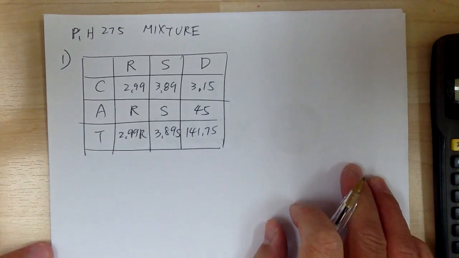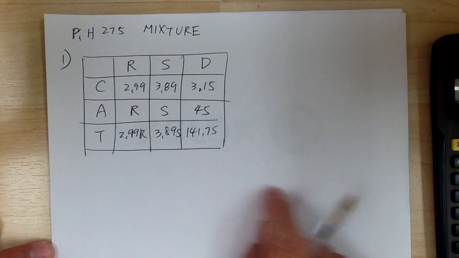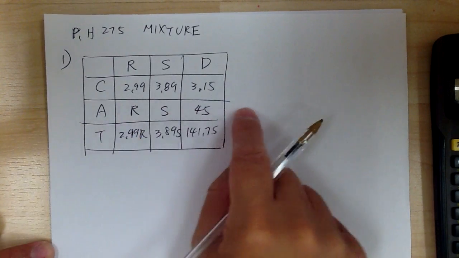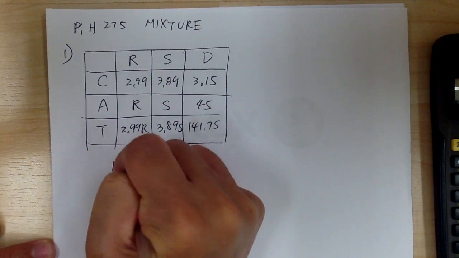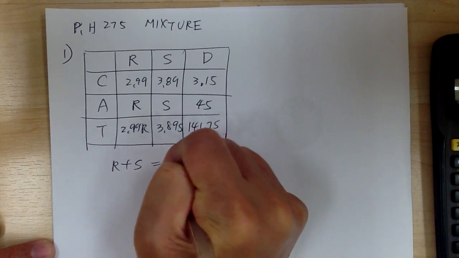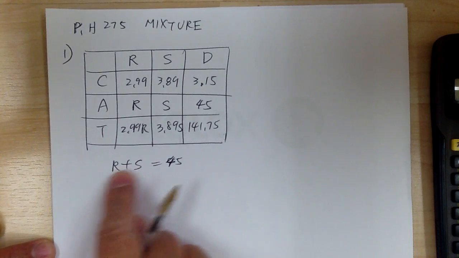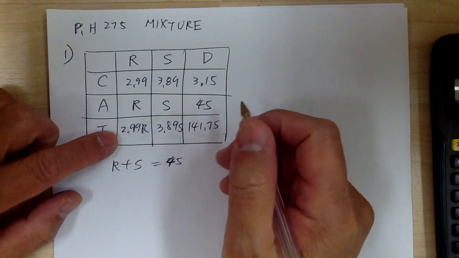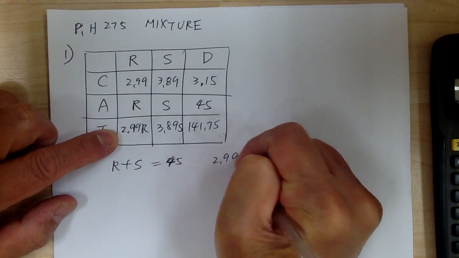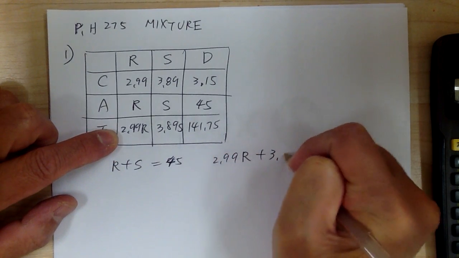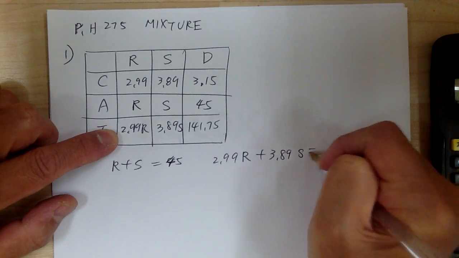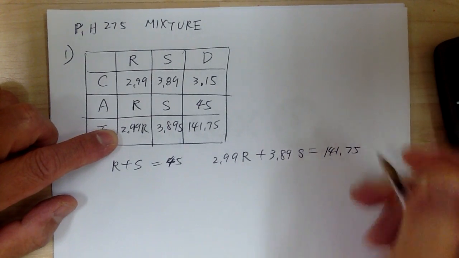And after that, you go and write an equation. Whenever you see the variable and you go across, that's your equation. So you got R plus S equal to 45. So this is how many pounds of each kind you mix together, you get 45. And this is how much the cost. So 2.99 R plus 3.89 S equal to 141.75.